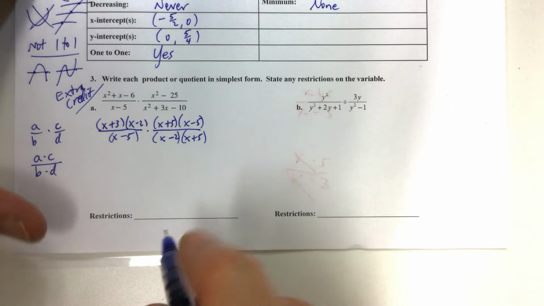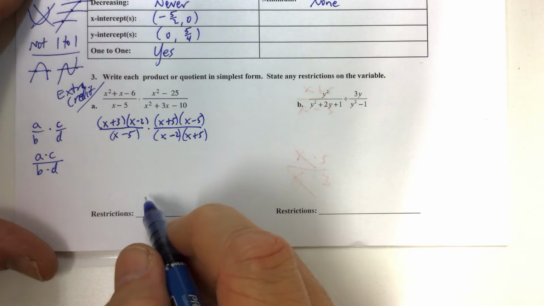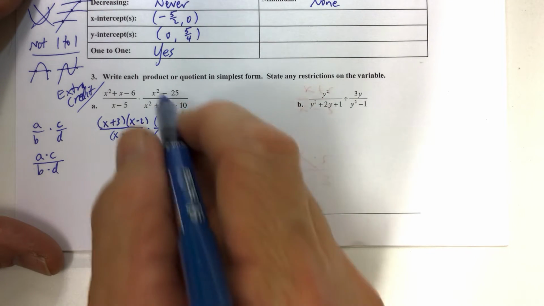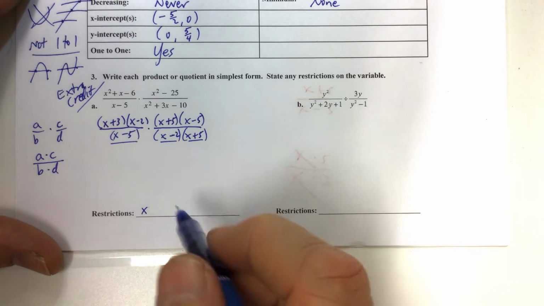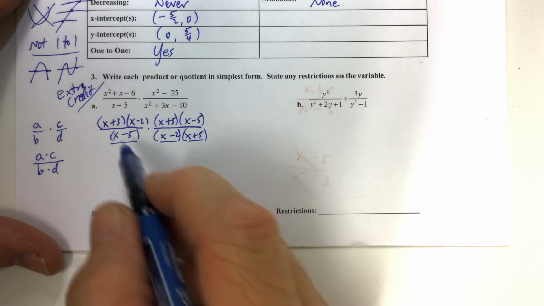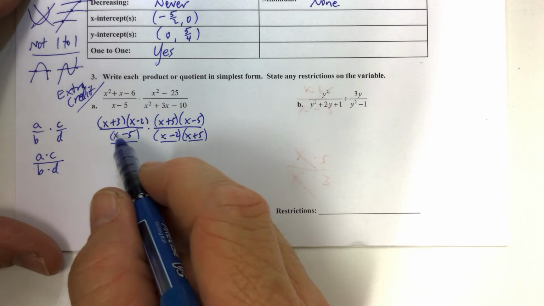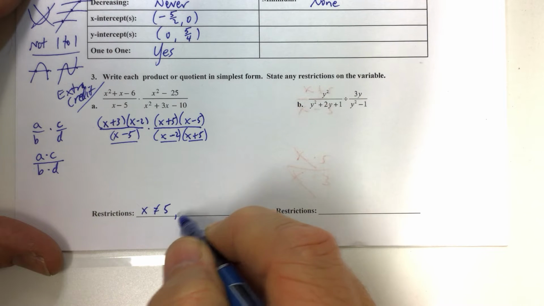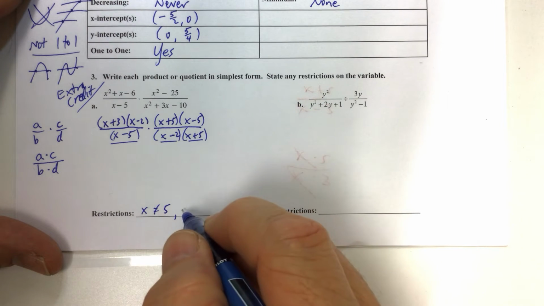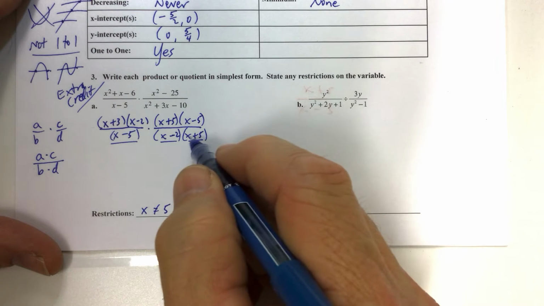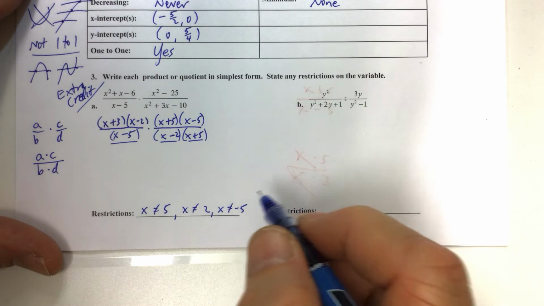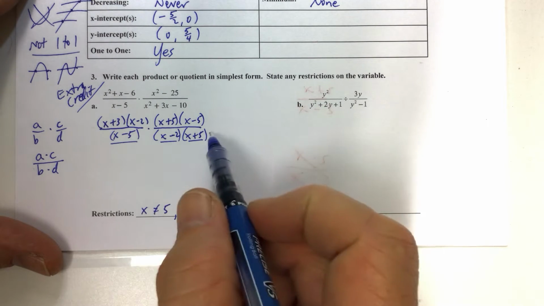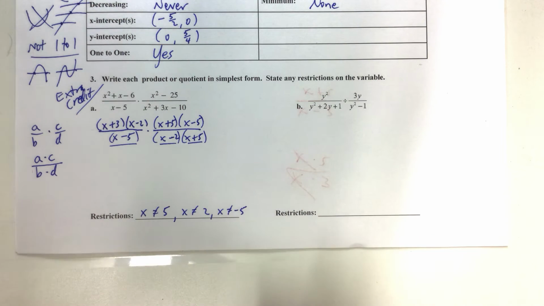But before we cancel, we want to identify any restrictions. No matter what we cancel, x in the original expression is not allowed to equal any number that makes a factor equal to 0. So since x minus 5 is 0, x cannot equal 5. Since x minus 2 equals 0, x cannot equal 2. And since x plus 5 equals 0 and x is equal to negative 5, x can't be equal to negative 5 either. So it's whatever makes the denominator equal to 0, not the numerator. Because 0 in the numerator is okay. 0 in the denominator is not okay.